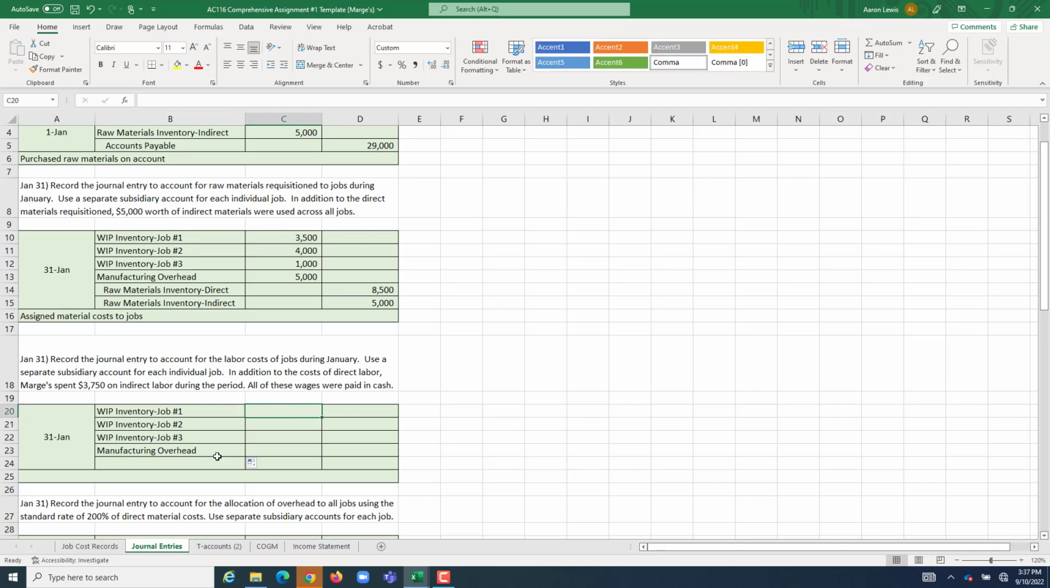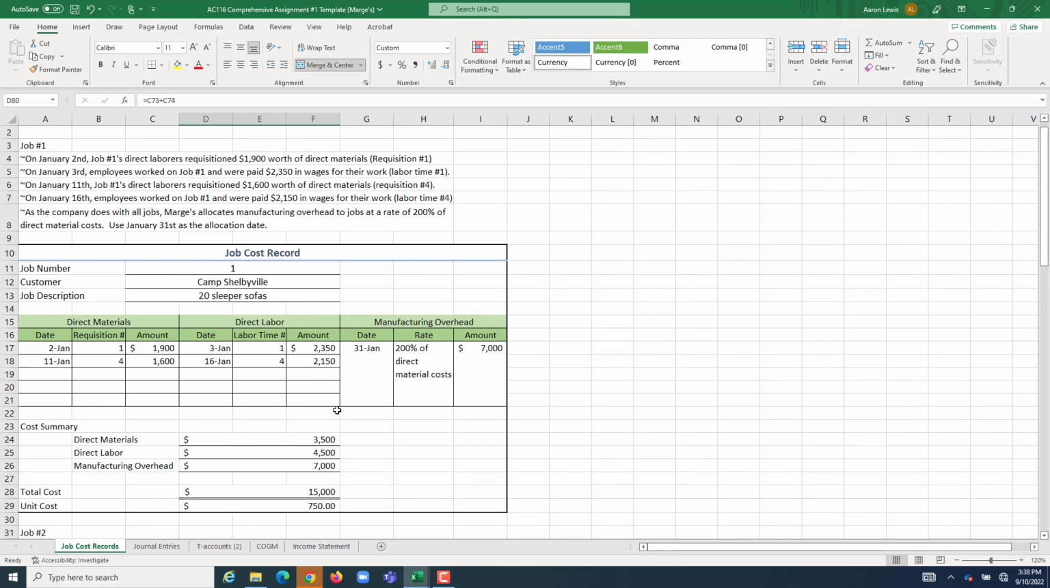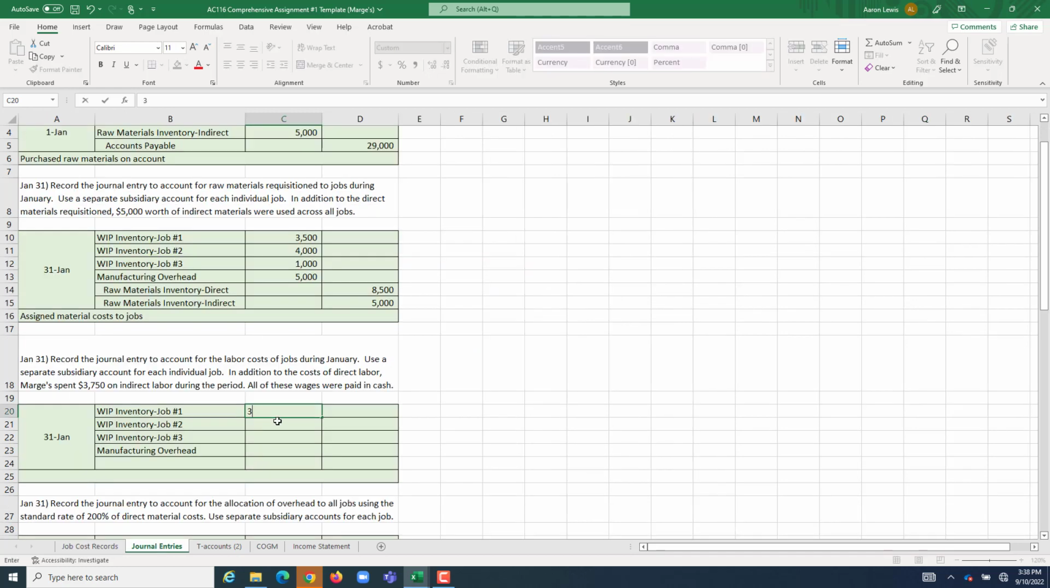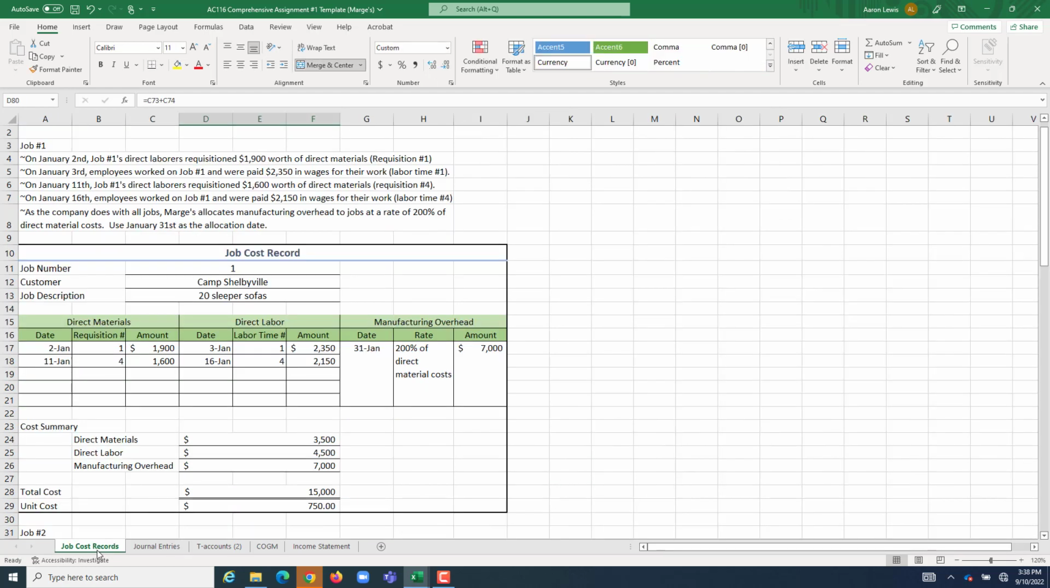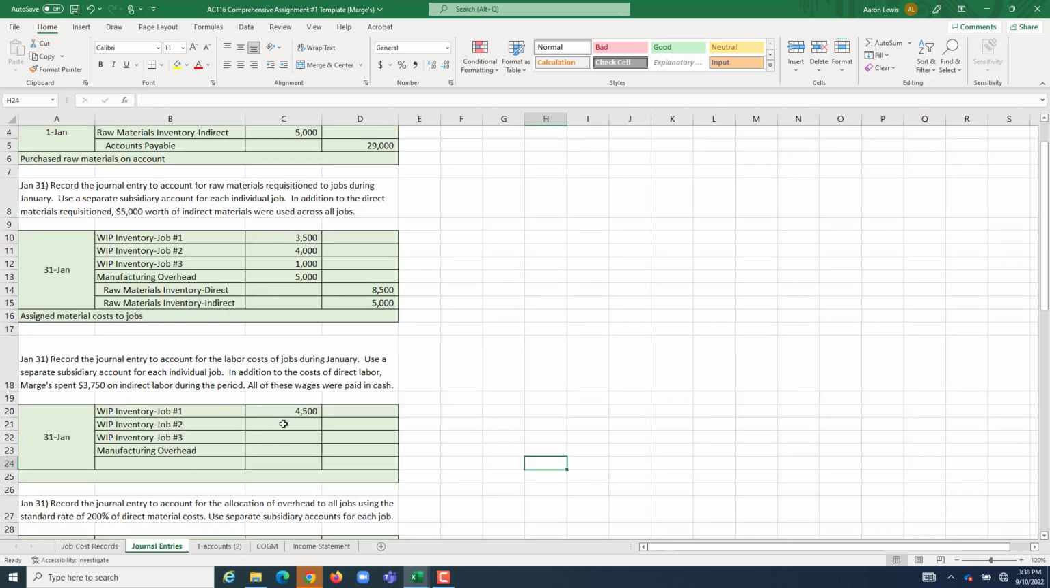So how much labor cost was incurred from job number 1? Let's go back and check job 1's job cost record. $4,500 worth of labor costs went into job 1 while it was a work in process. So let's take that $4,500 and put it into job 1's subsidiary account in our journal entries. Back to our job cost records, we see that $6,000 worth of labor costs were recorded for job number 2 while it was a work in process. Let's put that $6,000 into job 2's WIP account in our journal entries.